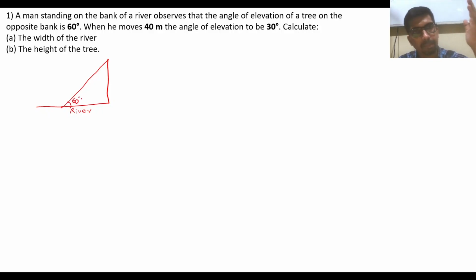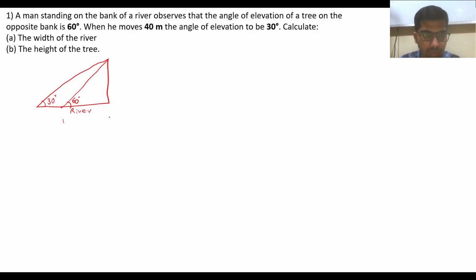Man is standing over here. He moves 40 meters. We don't know whether towards the tree or away from the tree. Obviously, he'll go away from the tree. He'll not go into the river. He moves 40 meters. The angle of elevation changes to 30 degrees. From 60, it has become 30. So the elevation has decreased. So this will be 30 degrees. Why? Because he is going away.